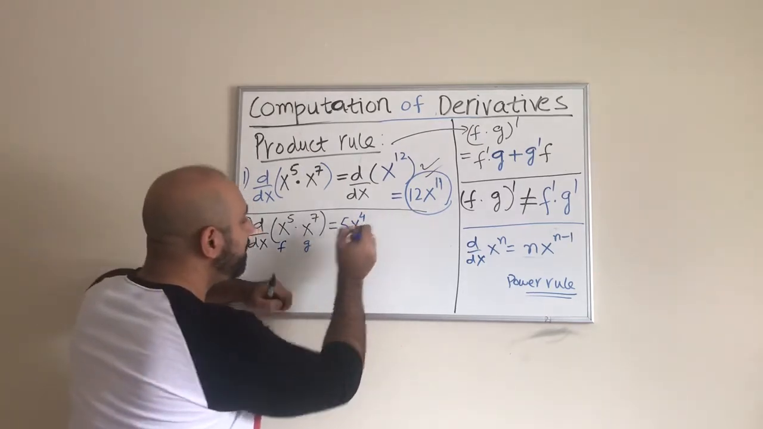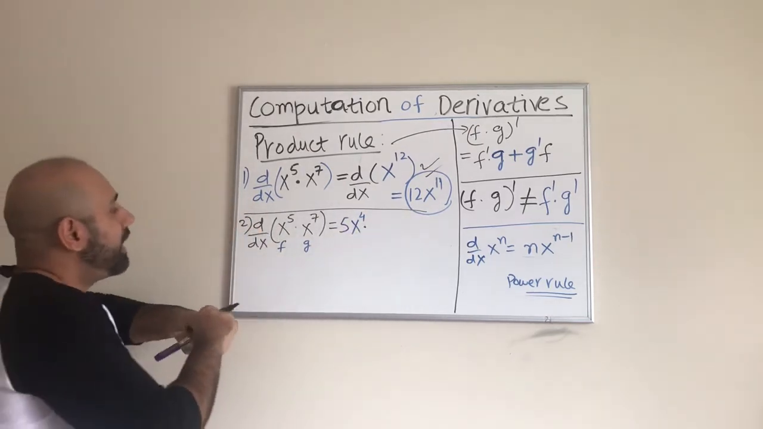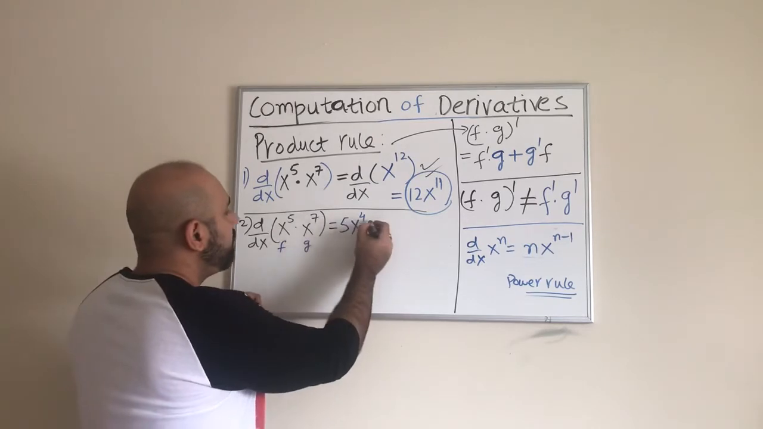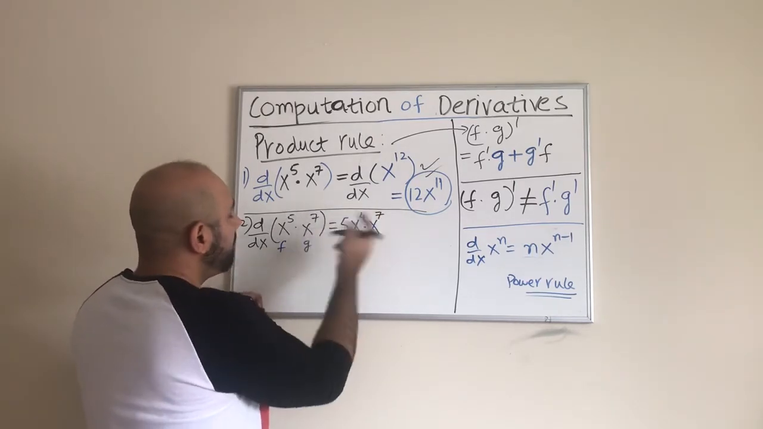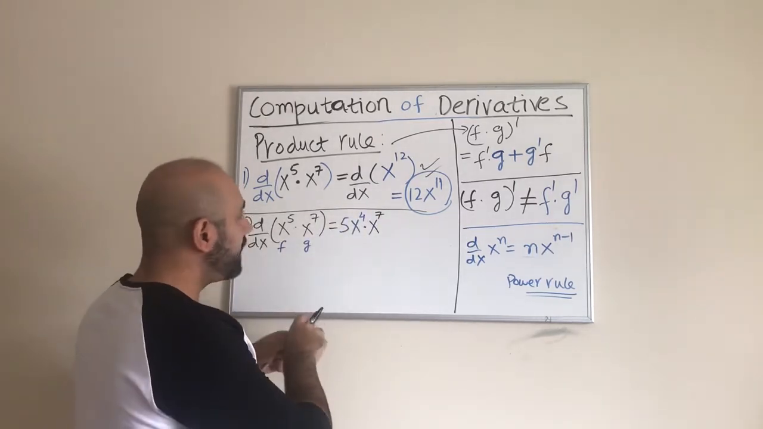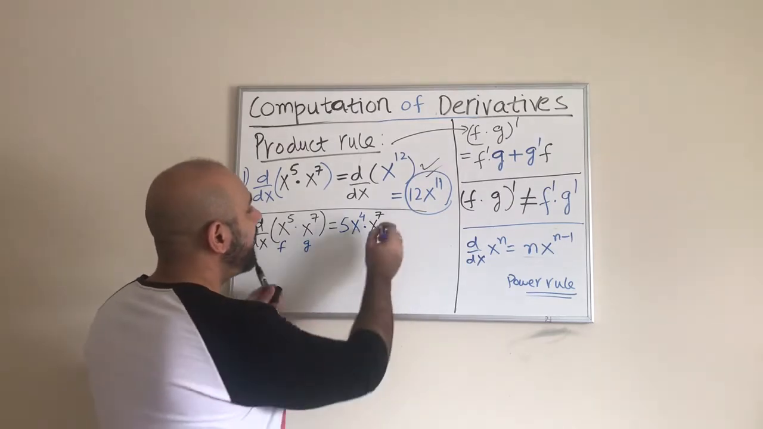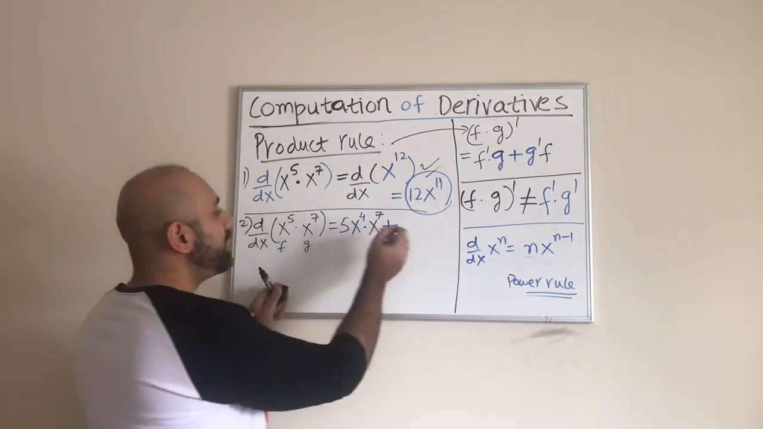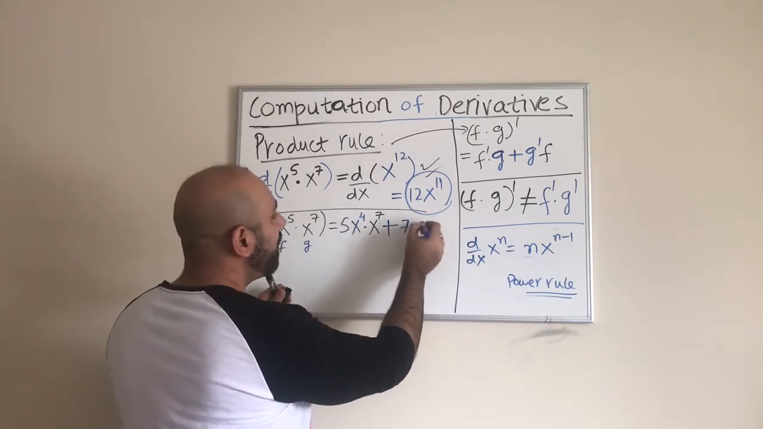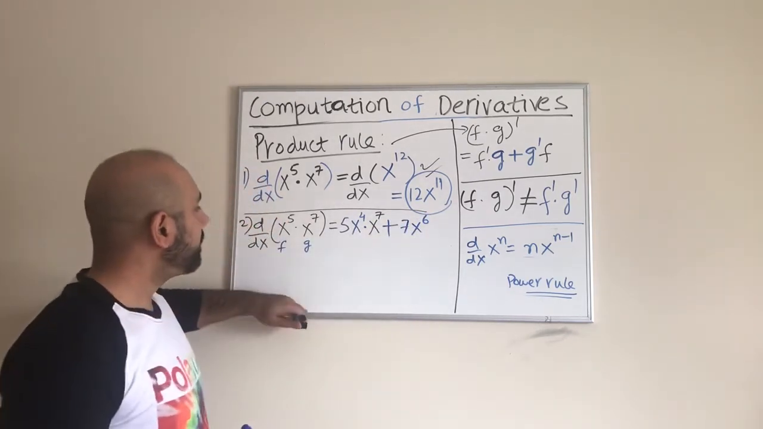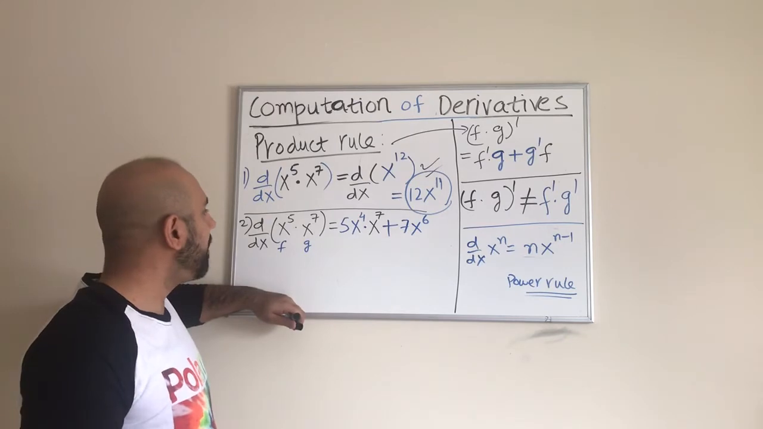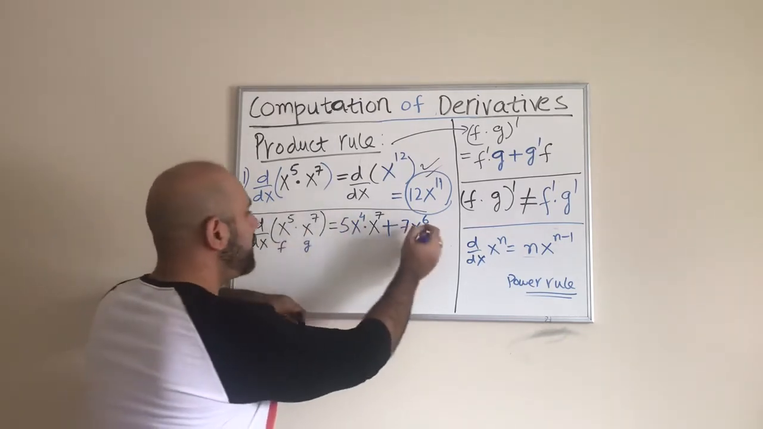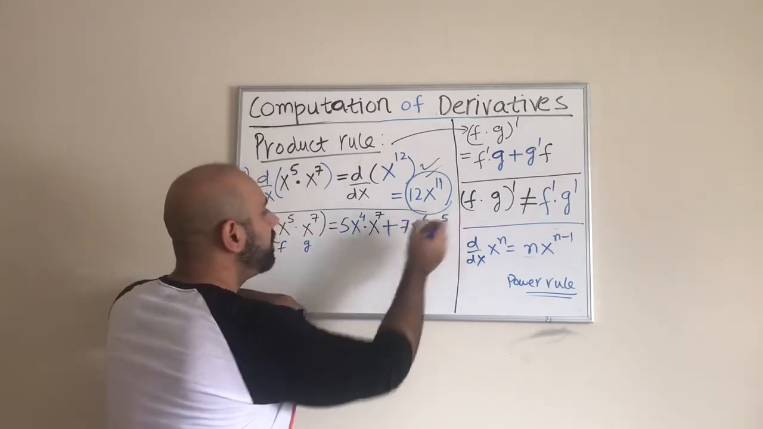Then it says multiply by just the g function, not the derivative, just the g function. So it's x to the power 7, right? I'm just rewriting the g function. Guys, the next piece is you have to add what? g prime, which is the derivative of x to the 7. x to the 7 is 7x to the power 6, right? Using the power rule. And then the f is just simply x to the power 5.